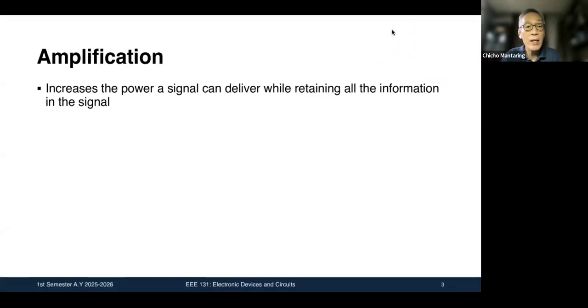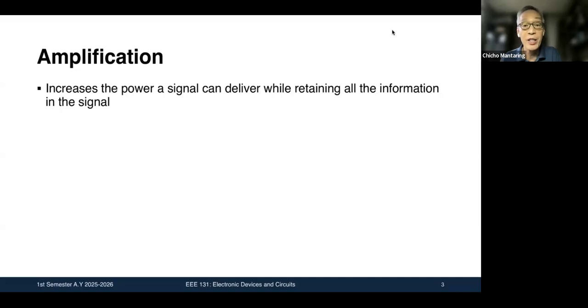Okay, so let's start with amplification. What does amplification do? Amplification increases the power a signal can deliver while retaining all the information in the signal. So the premise here is that you have a signal, it's a weak signal. It will not be able to drive a substantial load. You want it to be able to drive a substantial load, so you have to increase the power the signal can deliver. And that's what an amplifier does.